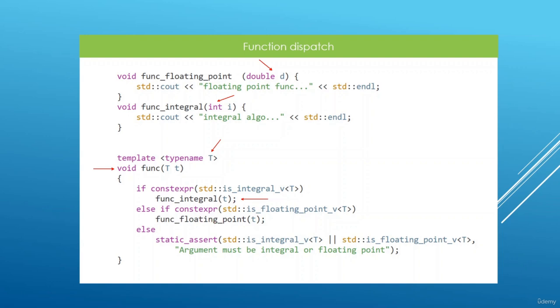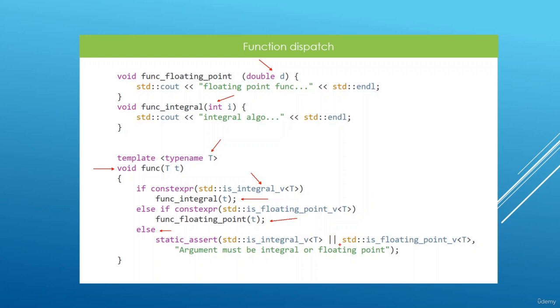We can say if constexpr, this is the syntax. We're going to check if what they pass in is an integral type using a type trait. We already know how to do this. And we're going to call the int version of our function. We can say else if constexpr, what they pass in is a floating point number, then we're going to call the floating point version. And if neither of these cases are true, we're going to hit this else block here, and we're going to say this function can only be called with either integers or floating points. And you can do something like this.